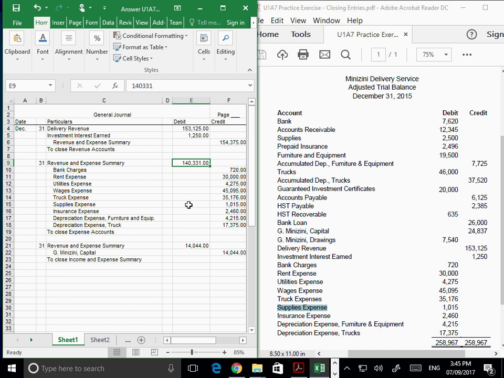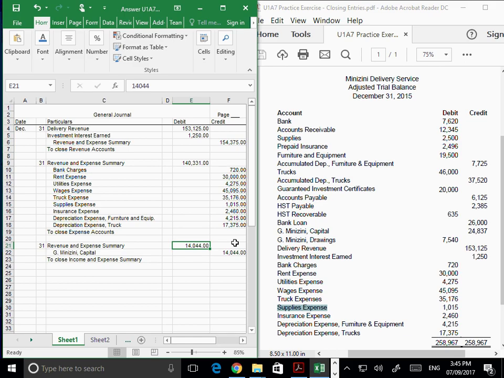In order to make the revenue and expense summary a zero account, we have to debit the account for $14,044 because there is a $14,044 credit in the account. So to zero it out, we need to take basically what is net income. Your revenues minus your expenses, and your net income gets debited to the revenue and expense summary.